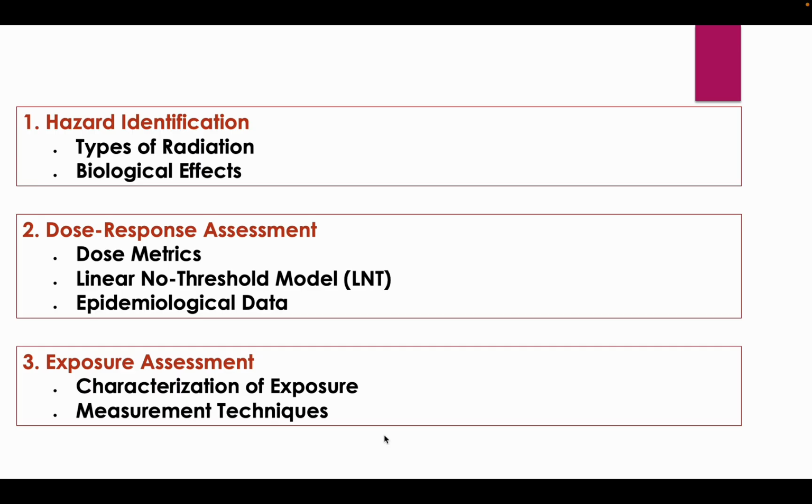And also the sources of this radiation. So medical procedures, maybe occupational exposure, or even nuclear accidents, etc. So the second one is the biological effects. So let's understand the biological effects of radiation, including the DNA damage, the cell death, and potential carcinogenesis. So that is the first process.